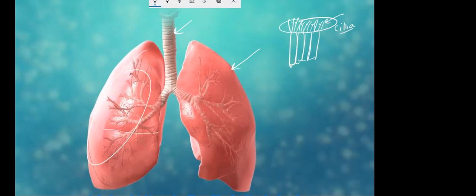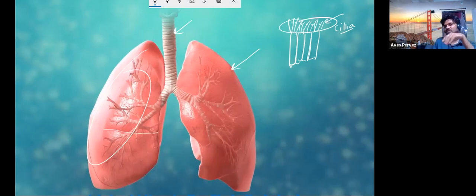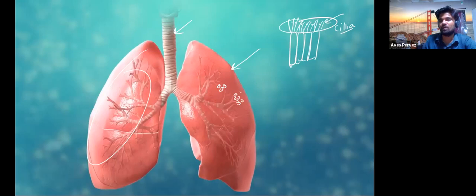So what will happen if there is no cilia? Then these dust particles will simply reach our lungs, then reach our alveoli, the very fine balloon-like structures present there. The elasticity of these alveoli will decrease, and we will start getting problems in breathing.